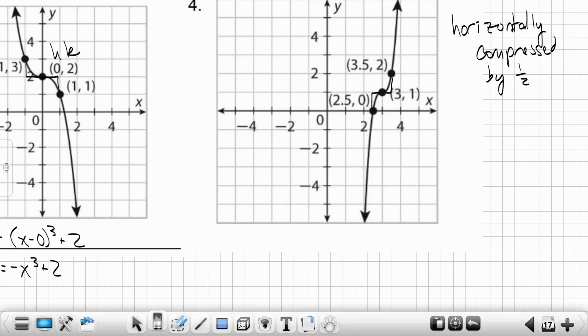For the first one, you're saying it's reflected because it's normal, because it's 1 over 1. It's reflected because normally it goes to the right and up, but now it went to the right and down.